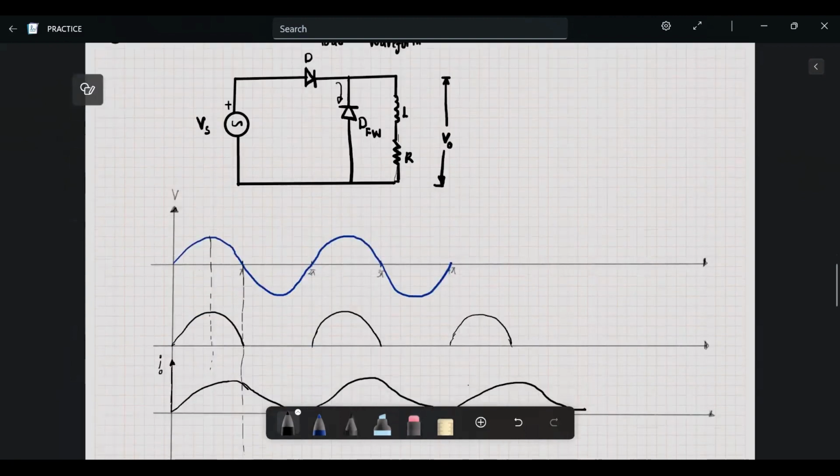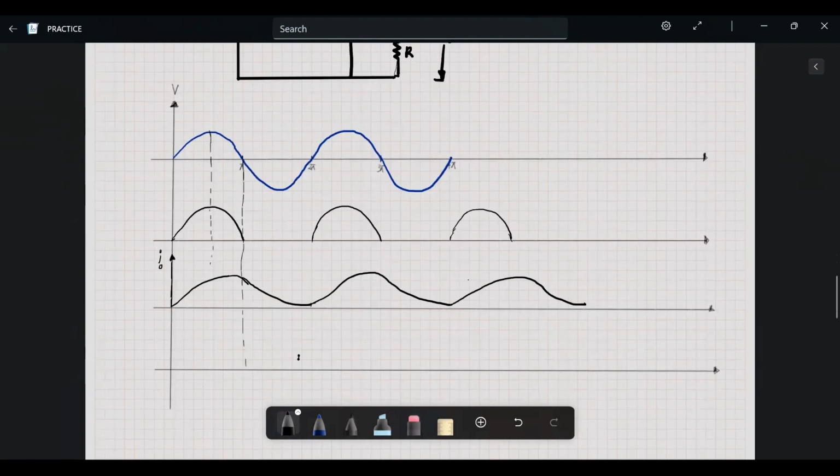So what will happen now is that the current across the freewheeling diode is this part here. This part, when the main diode is off, is the current that passes through the freewheeling diode. So you're just going to have this kind of waveform for the freewheeling diode. And then it goes off during this time period here, and then it also comes on at this point.